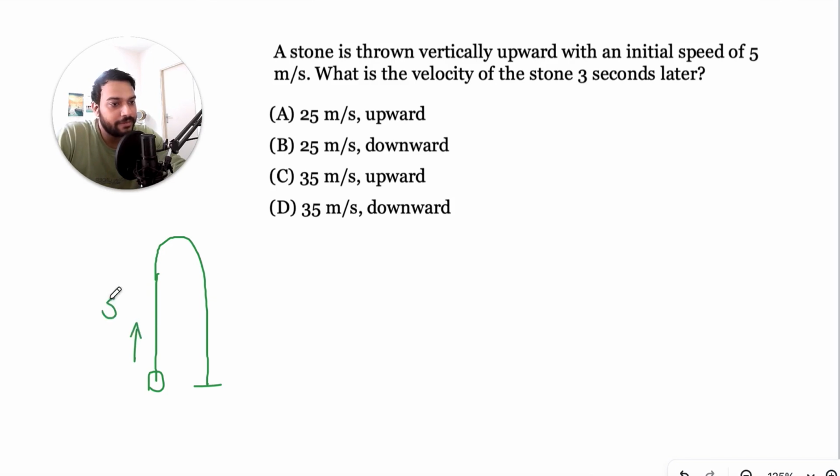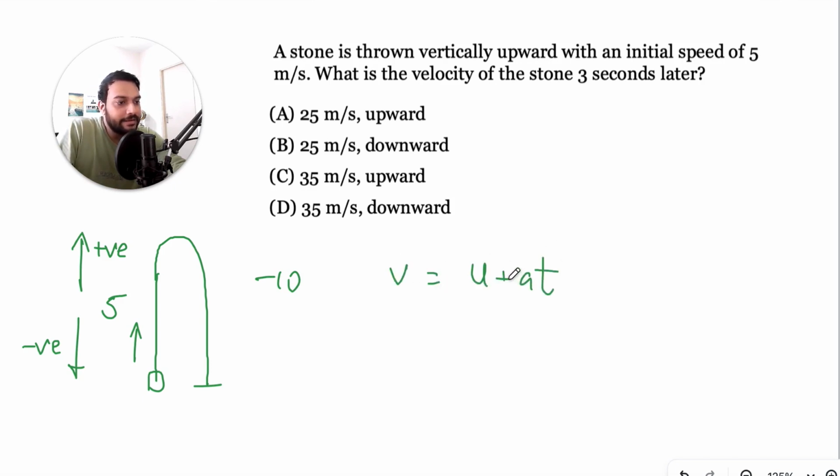Initial velocity 5, then we'll take the direction conventions first. Upwards is positive, downwards is negative. Always remember to do this as the first thing. Okay, and the velocity after 3 seconds, the acceleration is a negative 10. So V is equal to U plus AT, the first equation of motion. V final we need to find. U is given to be positive 5. Acceleration is a negative 10 and T is 3 seconds.